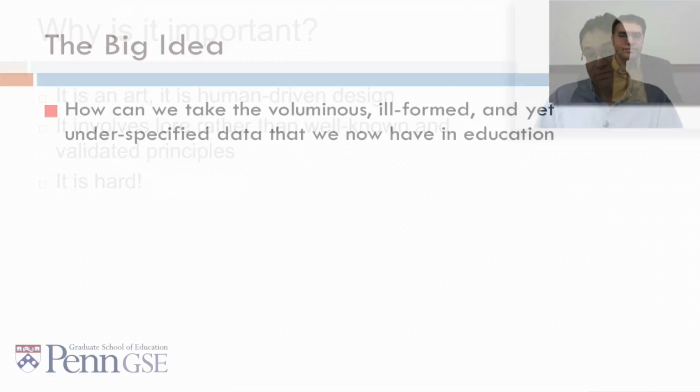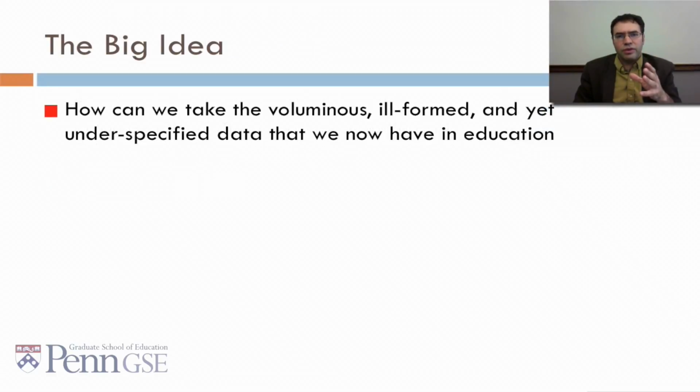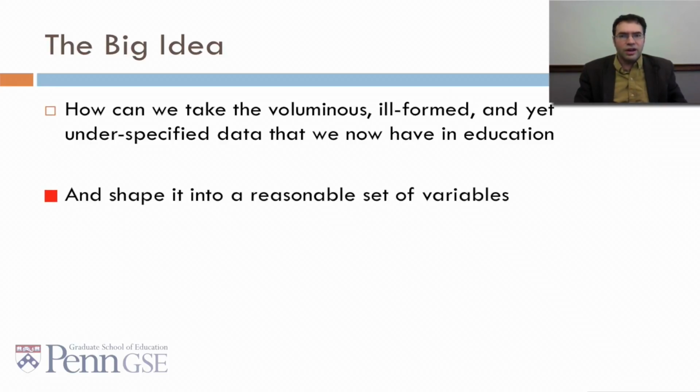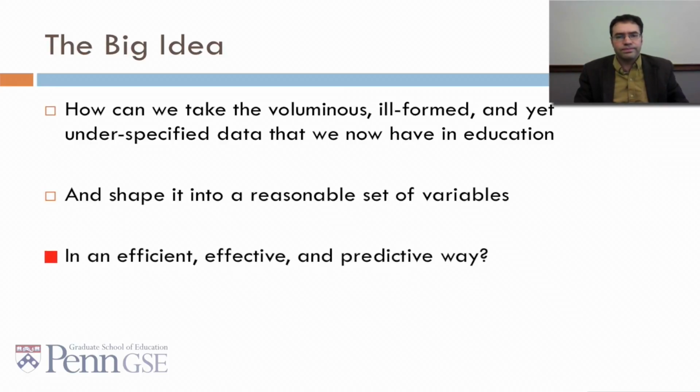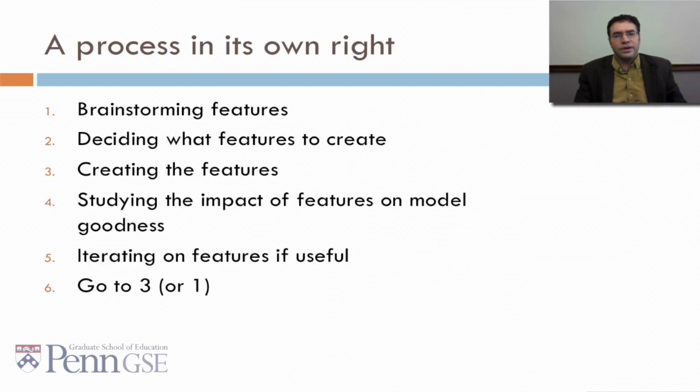It's hard. The big idea is how can we take the voluminous, ill-formed, and yet underspecified data that we now have in education and shape it into a reasonable set of variables in an efficient, effective, and predictive way. It's a process in its own right. You brainstorm features. You decide what features to create. You create the features. You study the impact of the features on the model goodness. Then you iterate on the features if useful, and then you go back to creating more features or brainstorming more features until you feel like you're done.